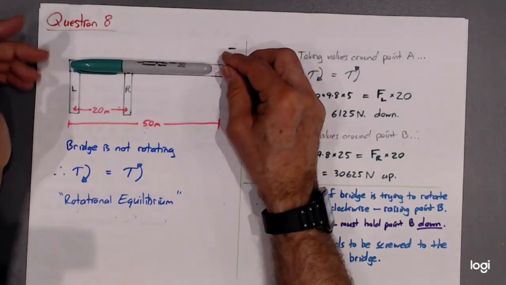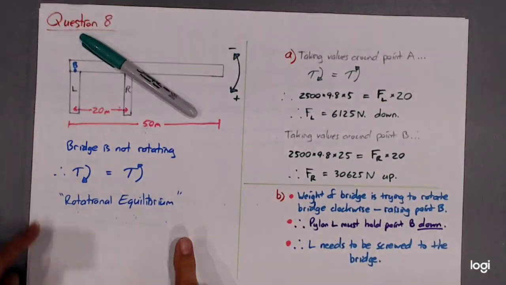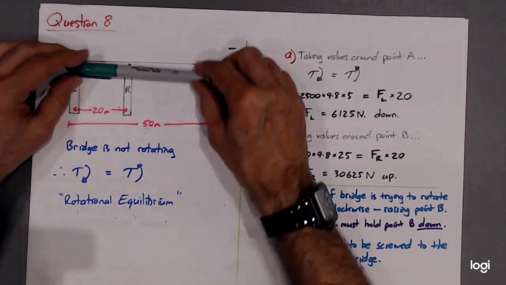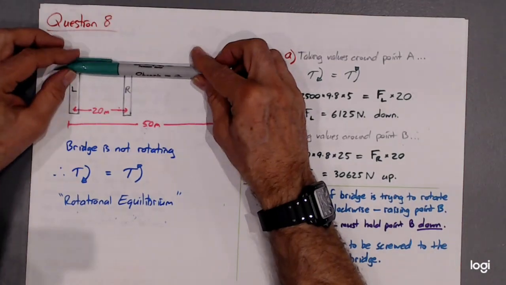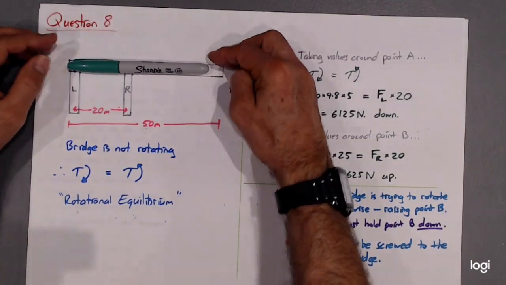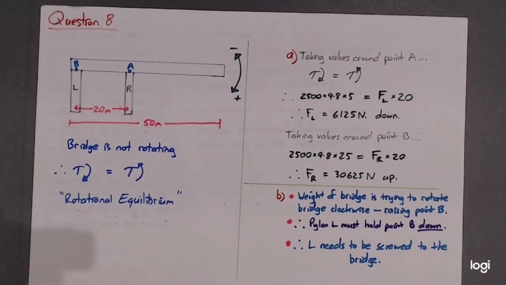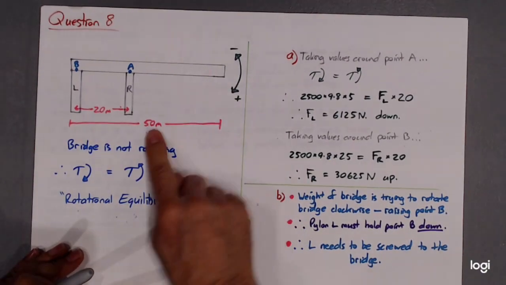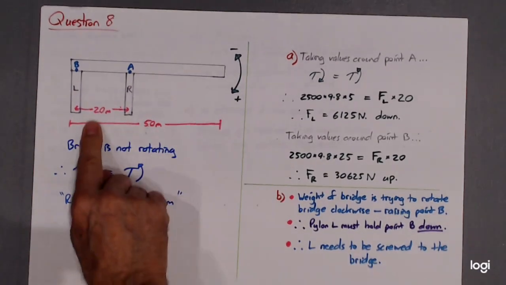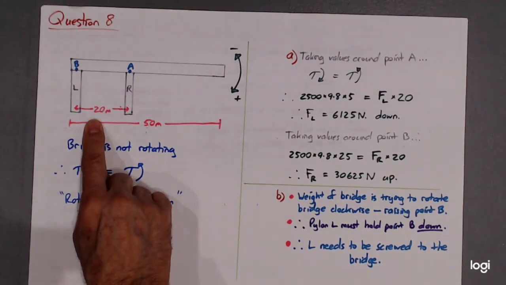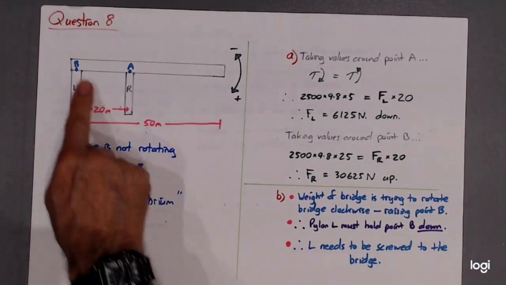So the torque here is acting at a distance of 20 meters. We don't know what the force is. So this is where I got that from. That's F times D, and that's F times D, clockwise, anti-clockwise. Got to solve that and find FL, and it ends up being 6,125 newtons down. So that is being forced downwards. That point B somehow is being pulled downwards by that pylon with a force of 6,125 newtons to keep the bridge in place. So that's how much force is on the left pylon.